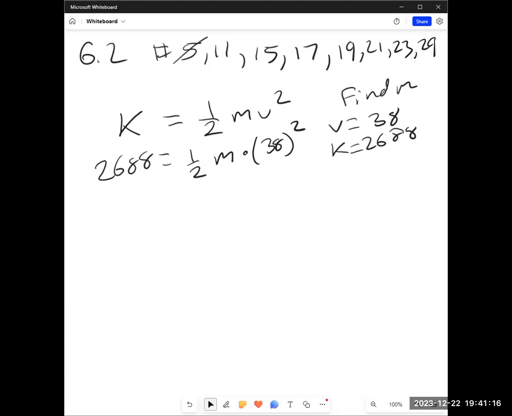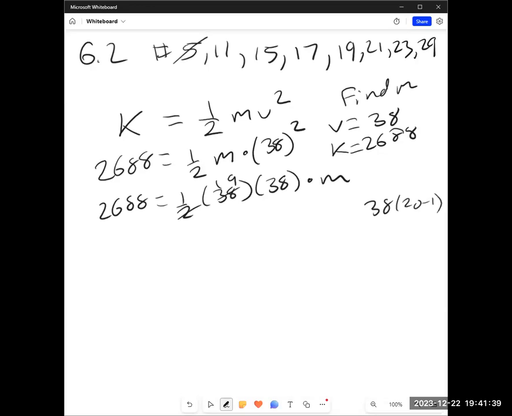And so let's look at what 38 squared is here. Actually, let's do this. 2688 equals 1/2 of 38 times 38 times m. And this is going to be 19. Now let's look at what 38 times 19 is. 38 times 20 minus 1 is 760 minus 38, is 760 minus 40 plus 2, is 720 plus 2 is 722.